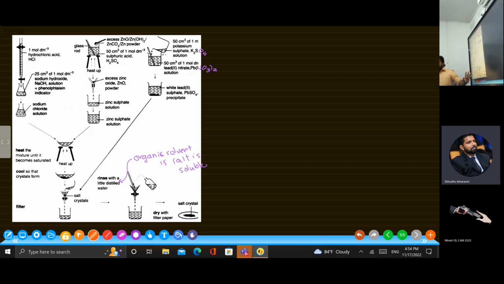Filter the mixture and obtain the salt. Wash it or rinse it with distilled water. If the salt is soluble, rinse it with water. Right? And dry.